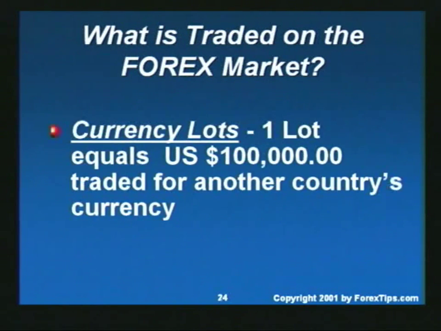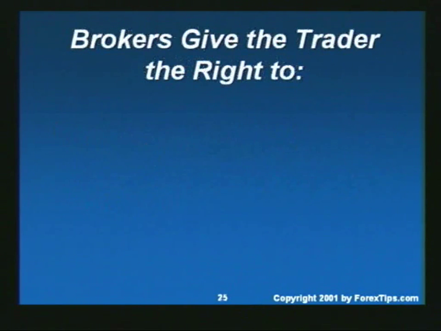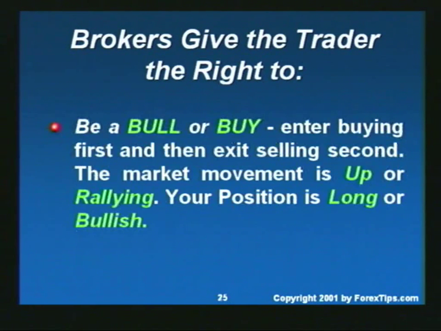Now, what's traded on the Forex? We trade what's called currency lots. In the stock market, you trade stock certificates. We trade currency lots. One lot equals approximately $100,000 traded in another country's currency. Now, this is how it's going to work. The broker, when you open up a margin account, is going to give you the right to be a bull or a bear.